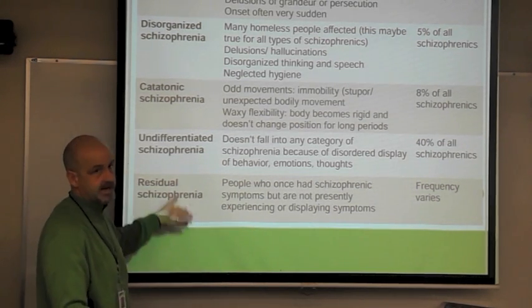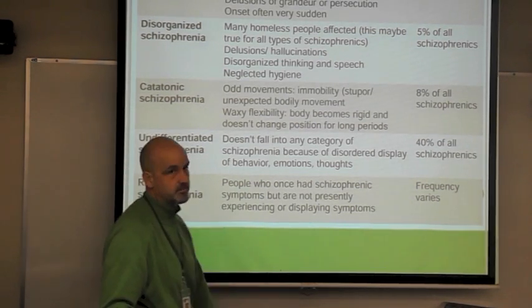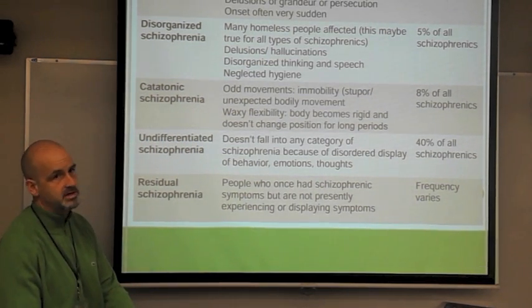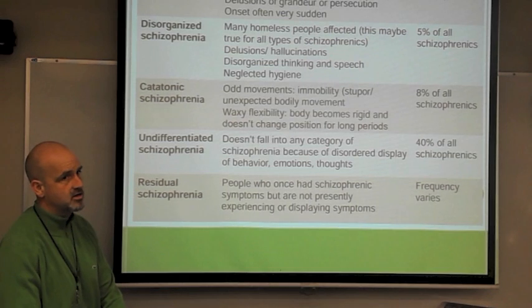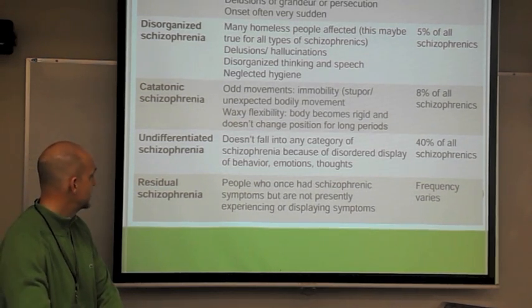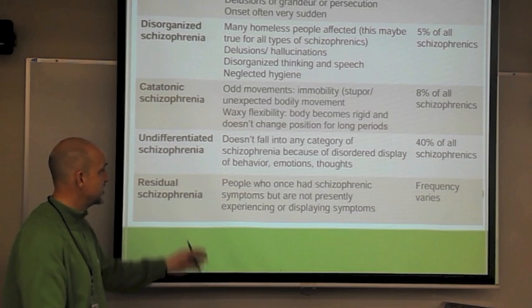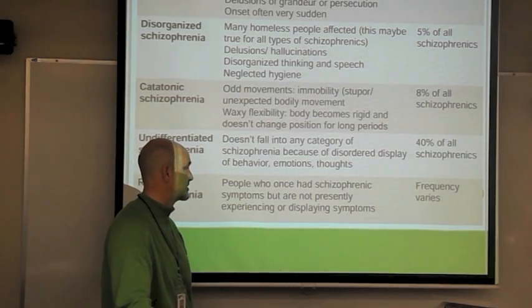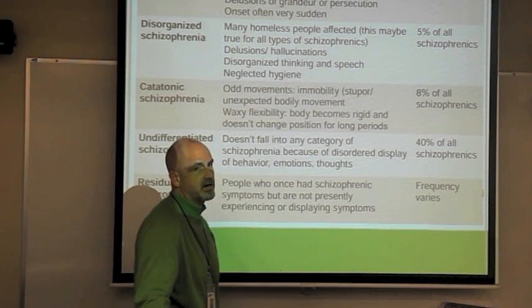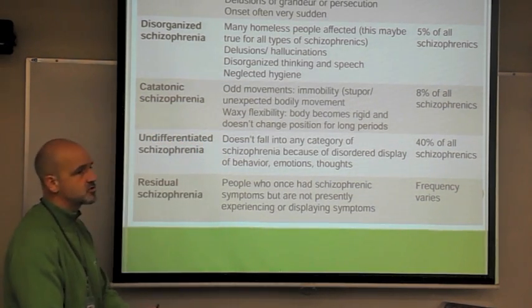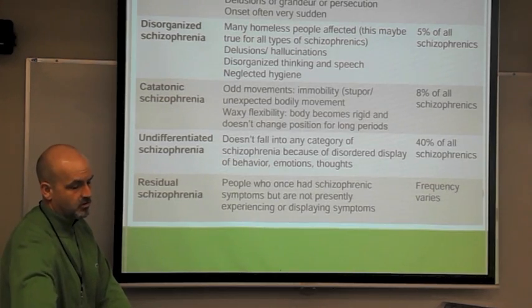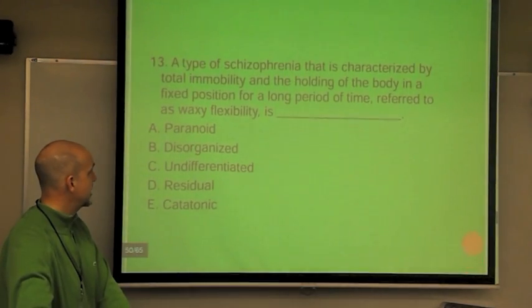Undifferentiated, they don't fall into any category, okay? And that's about, again, 40%. They can't be classified because they show so many different symptoms. There's no rhyme or reason. Schizophrenia is hard to diagnose because a lot of symptoms are not seen on a daily basis. Residual schizophrenia is people who once had schizophrenic symptoms but are not presently experiencing or displaying symptoms. Frequency varies on this one, but they can control schizophrenia with medication, okay? And we'll kind of go over a couple factors how they do that in the next chapter.